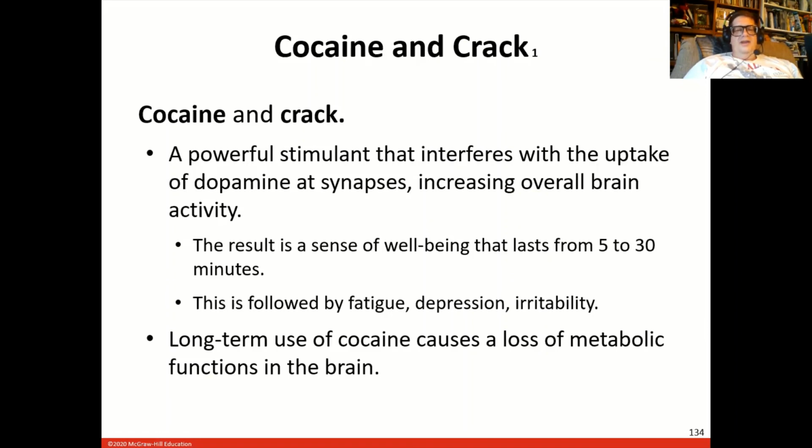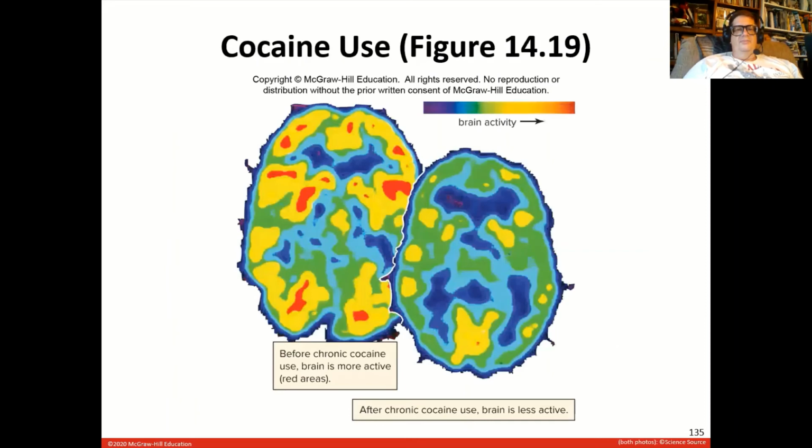Long-term use of cocaine can stop metabolic functions in cells in the brain. There we have a patient with high levels of metabolic activity in the brain before they use, someone who hasn't used huge amounts of cocaine. Here's someone who has a long-term pattern of using cocaine, and their brains are just less active.